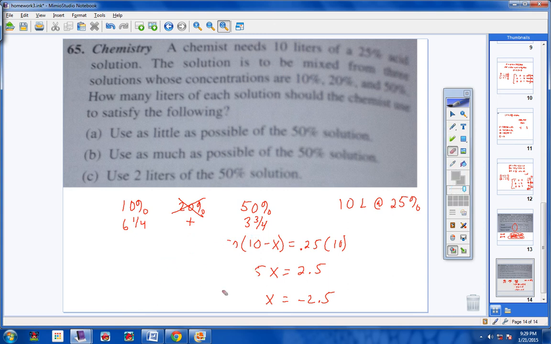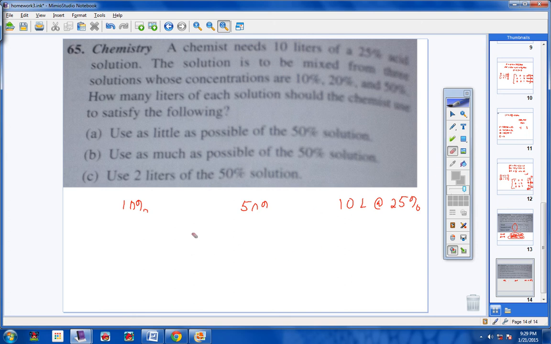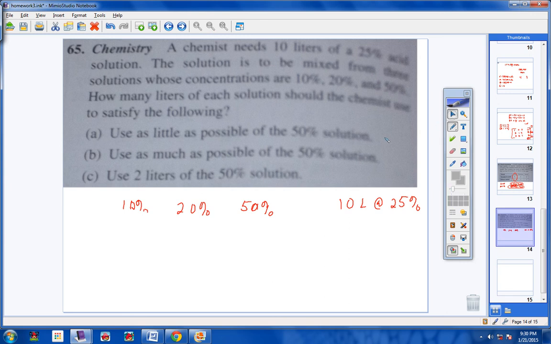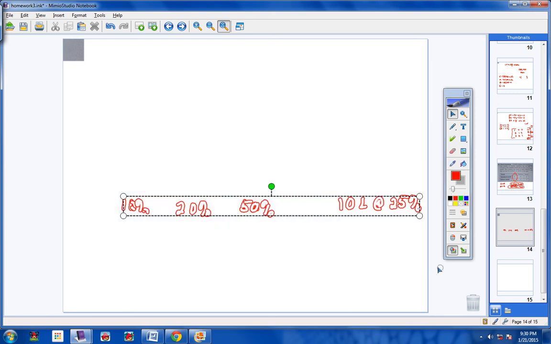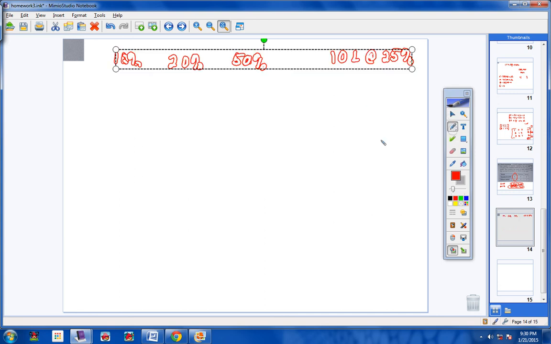Almost done. Lastly, we are going to use exactly 2 liters of the 50%. Okay. 2 liters of the 50%. So here we go. Let's go ahead and put 10% here. We'll put 20% here, and we'll put 50% here. Alright, so we're going to use 2 liters exactly of the 50% solution. So, see if this makes sense. My 50%, I'm going to get another page open here. We need a little more room for this problem. Now, students, watch carefully.